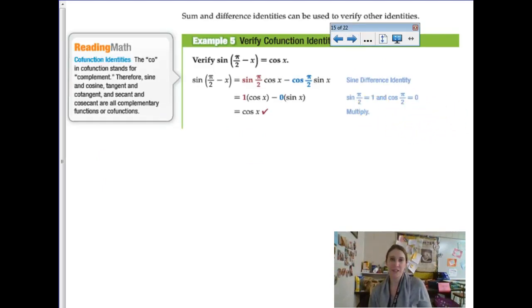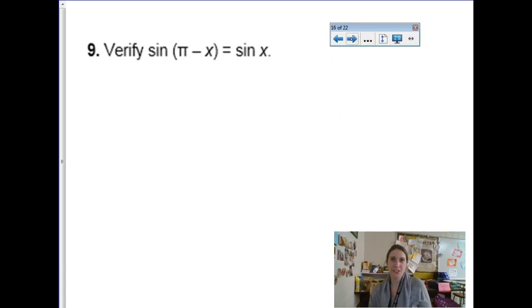All right, so this next section is kind of fun. You're verifying those cofunction identities that said the sine of your complement equals the cosine of the other angle, like 20 degrees versus 70 degrees. So we're just verifying the identities here. Let's look at this one. Is it on your notes? Yeah.